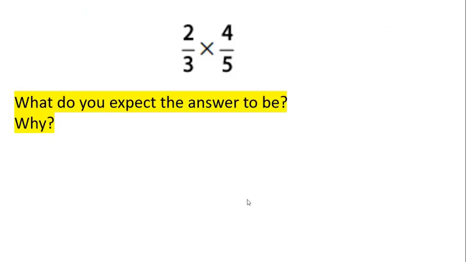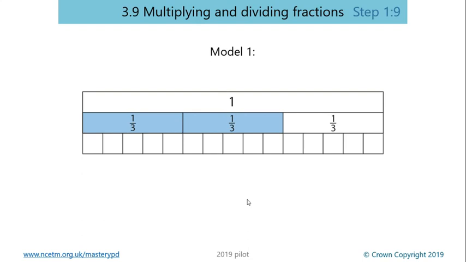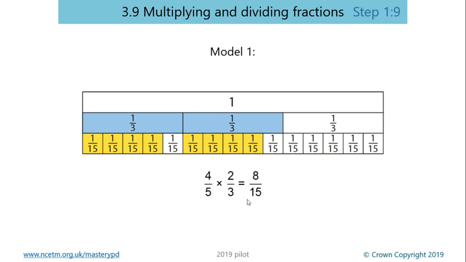So if we look at it again, the question said 2/3 multiplied by 4/5. If we have 2/3, that means we have to separate each of the thirds into 5 equal parts. So that means we do the same to each of the thirds. So we end up with 15 parts. There are 4 shaded in each of the thirds because the question said 4/5. So look here, 4/5 multiplied by 2/3 equals 8/15.